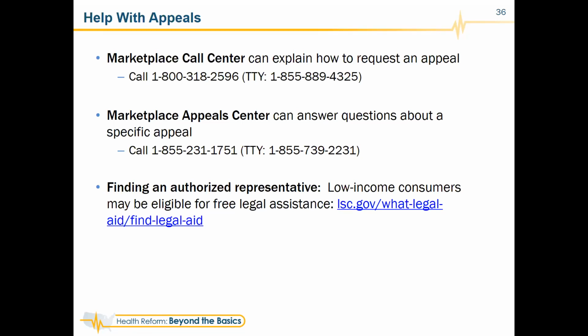And again, if consumers want to find legal assistance to represent them during the appeal, we strongly suggest that they look into whether they might be eligible for free legal assistance through their local legal aid or legal services organization, or can look for other resources.